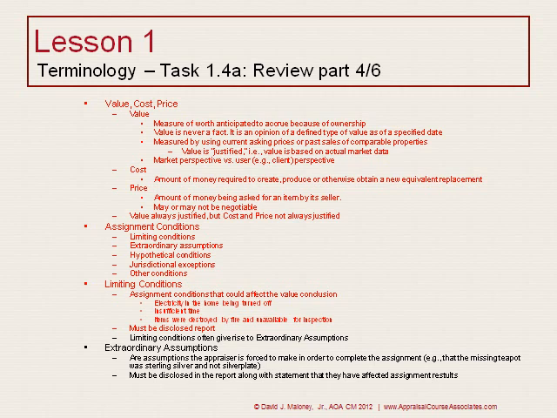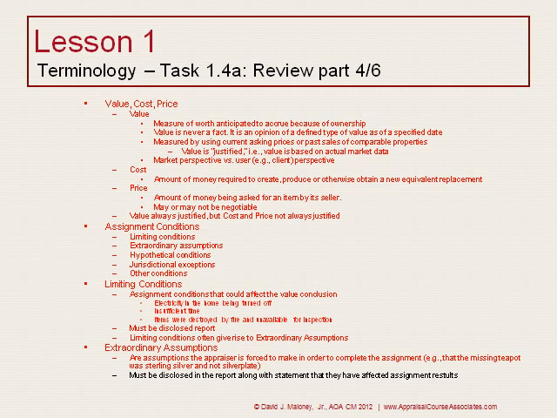Note that limiting conditions often give rise to extraordinary assumptions. Extraordinary assumptions are assumptions which the appraiser is forced to make. Without making the extraordinary assumptions, the appraiser cannot complete the assignment. An example is making the extraordinary assumption that, as reported by the client, the lost teapot was sterling silver and not merely silver plate, or that the car was in good working order, despite the appraiser being unable to operate the car because the keys were missing.